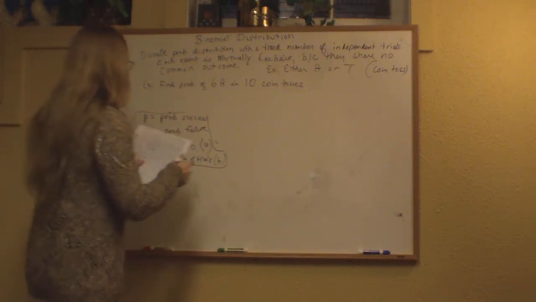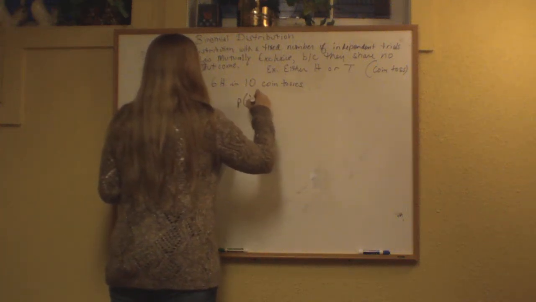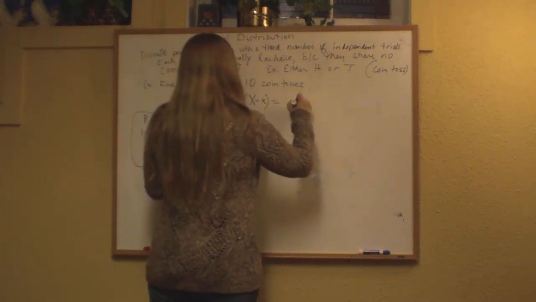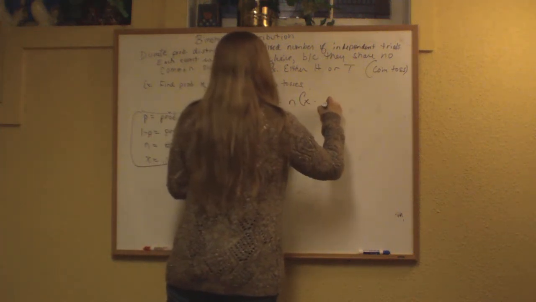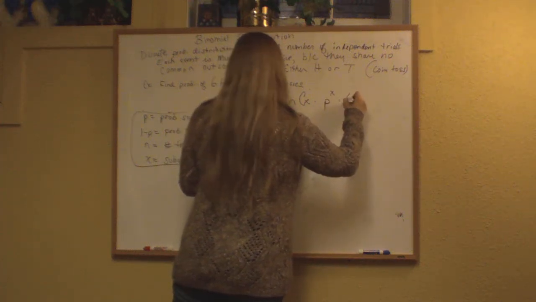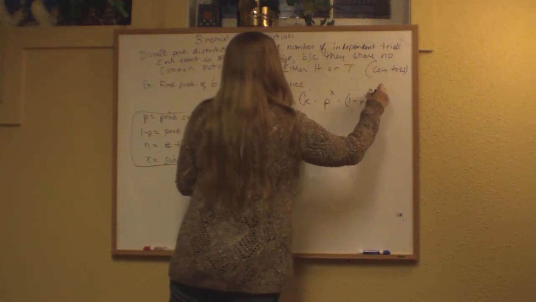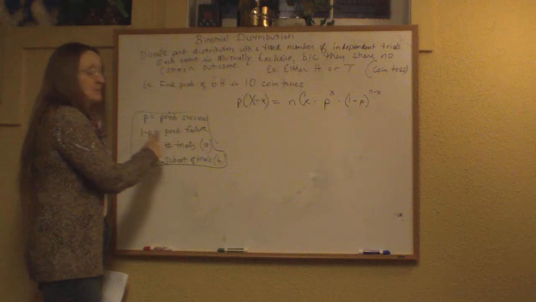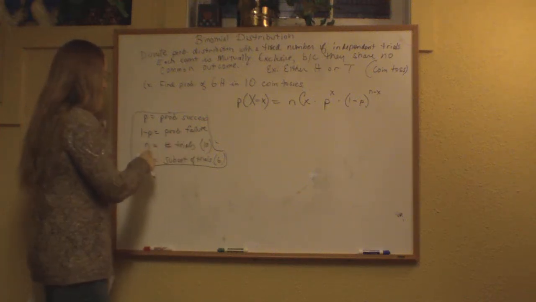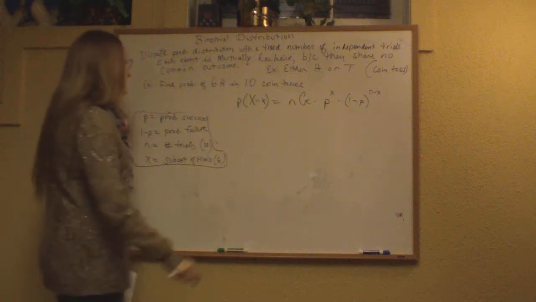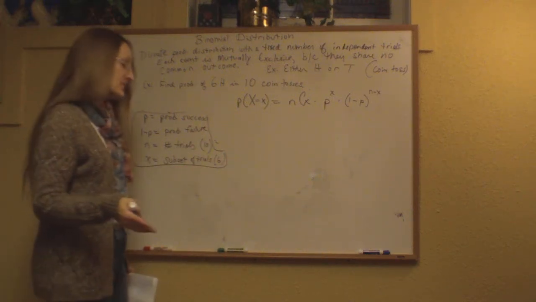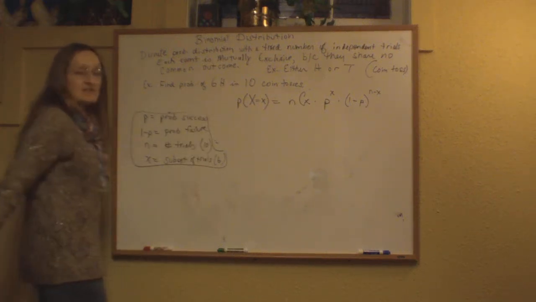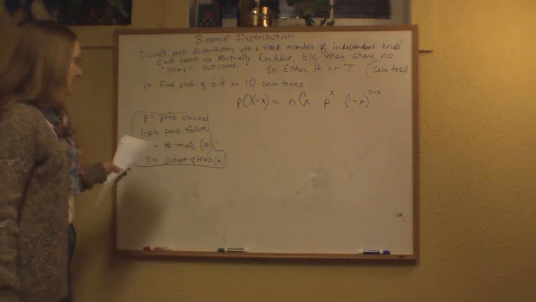So we have a formula for that, which is the probability of capital X equals little x, and that's going to be n choose x times p to the x times 1 minus p to the n minus x. Now, your p is the probability of a success, so 1 minus p would be the probability of a failure. That's the complement. N is going to be the number of trials you have, and in this particular example we have 10 coin tosses, so you have 10 trials. And X is simply a subset of those, so we want to find the probability of 6 heads. So 6 would be our X, or our subset.